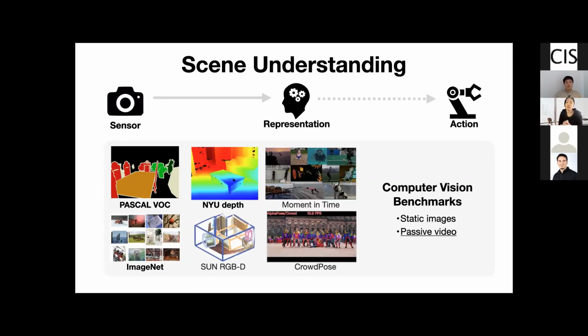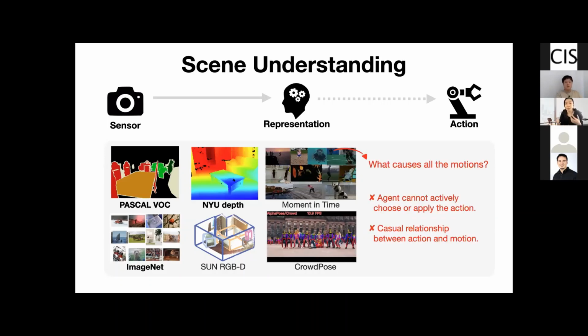Even for recent datasets focused on video understanding, they are still missing critical information that associates the motions in the video with the interactions or actions performed by the agents. Since the system is not able to actively choose or apply its own action, this kind of dataset will not allow the agent to fully understand the causal relationship between the action and the motion observed in video, and therefore prevents it from achieving a deeper understanding about the environment.